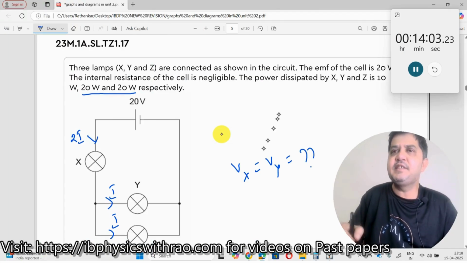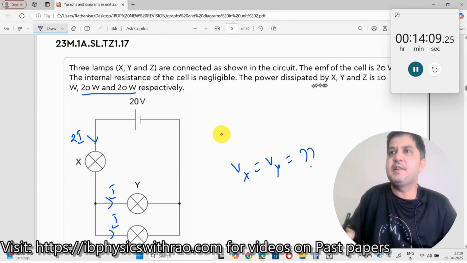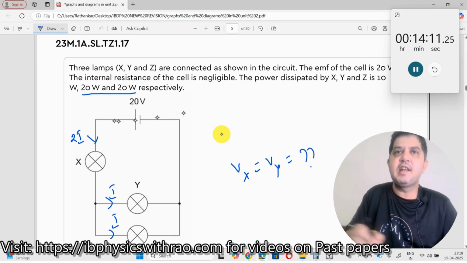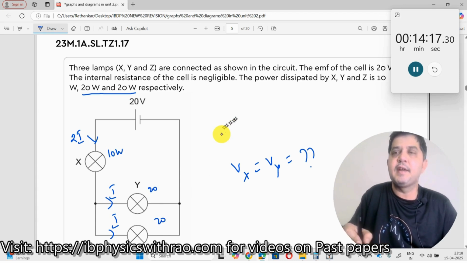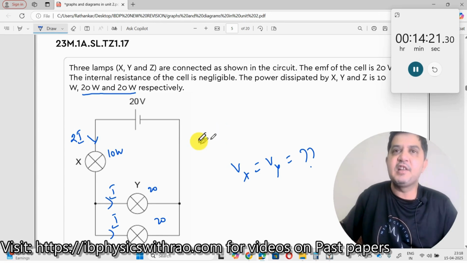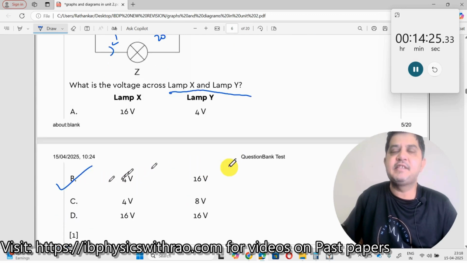3 lamps X, Y, Z are connected in the circuit. The EMF of the cell is 20 volt. Internal resistance of the cell is negligible. The power dissipated by X, Y, and Z is 10, 20, and 20. So this is 10 watt, this is 20, and this is 20. Now what is being asked? What is the voltage across lamp X and lamp Y? The answer should be B.